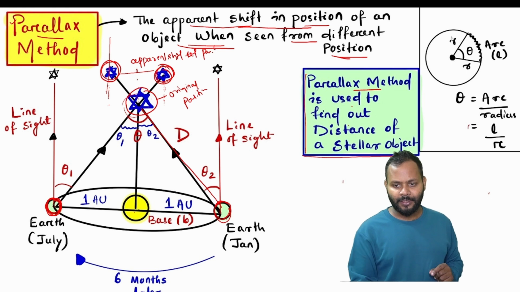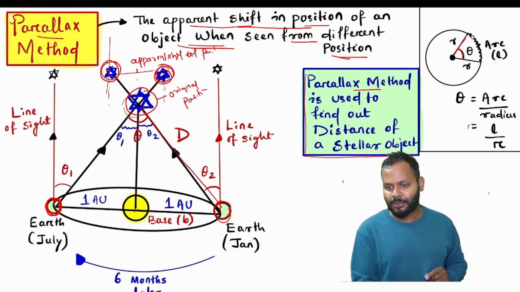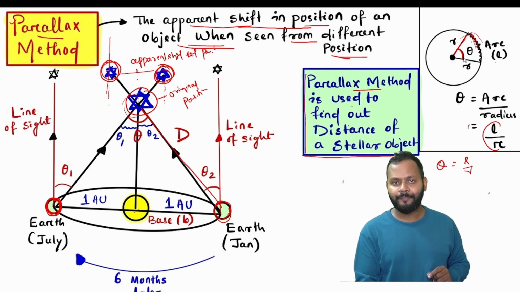So in this method, if this is r, this is theta, and this length is L, then theta is equal to this arc, the red arc, divided by r. So the arc is L, and I can say that theta equals L by r. So this arc divided by the radius will give the theta.